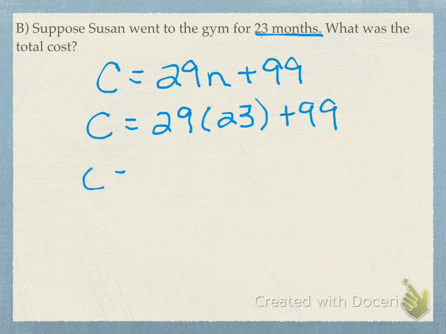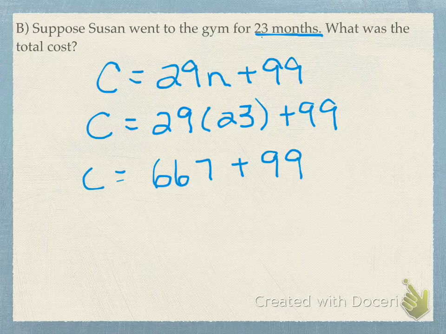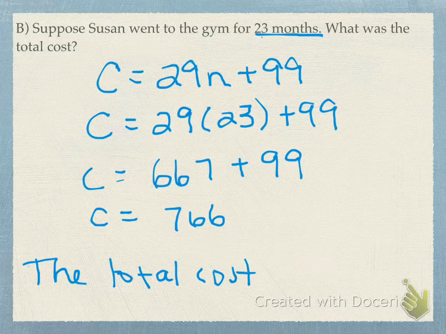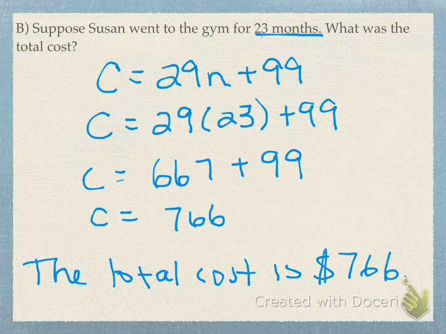Well, I must multiply first. 29 times 23 is 667 plus the 99. So the cost is going to be $766. So you write a sentence. The total cost is $766 for 23 months.